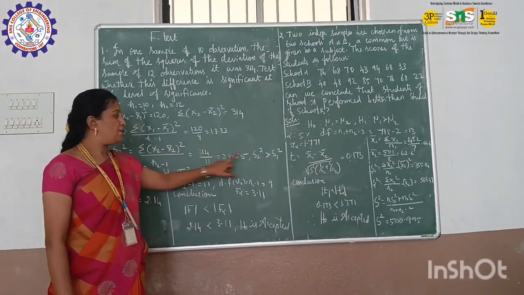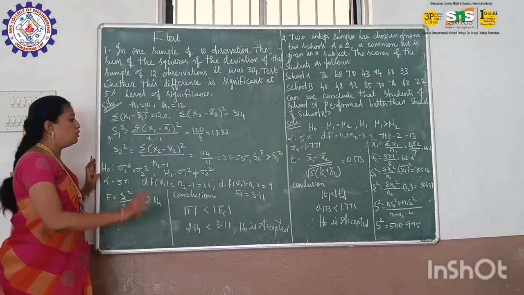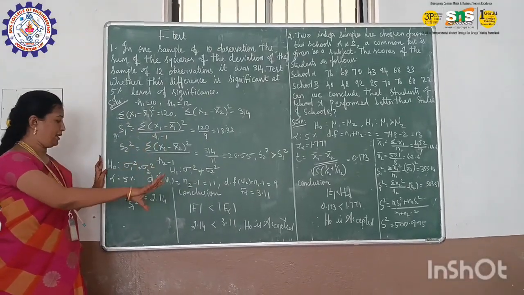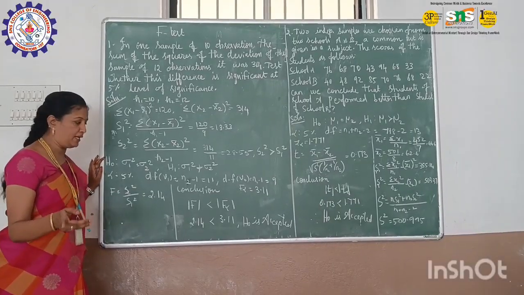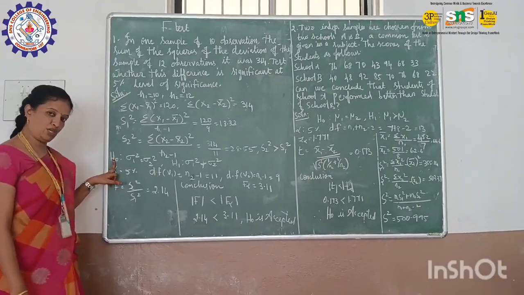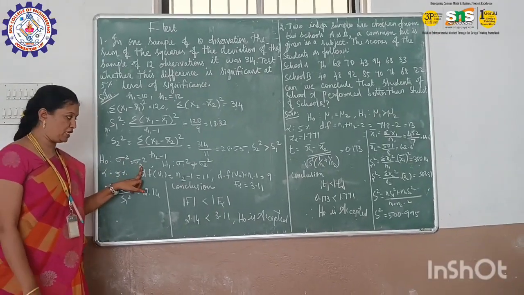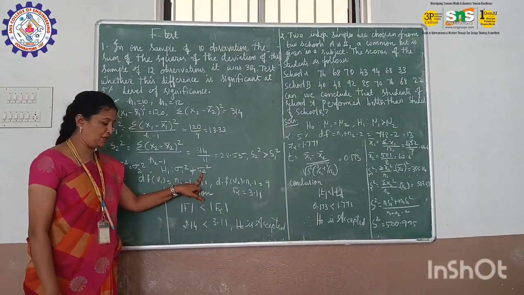When you see this, s2 square is greater than s1 square. So that should be taken to the numerator. Now moving on to your H0 and H1. Since it is variance, we go with sigma 1 square and sigma 2 square. So H0 is sigma 1 square equal to sigma 2 square. H1 is sigma 1 square not equal to sigma 2 square.